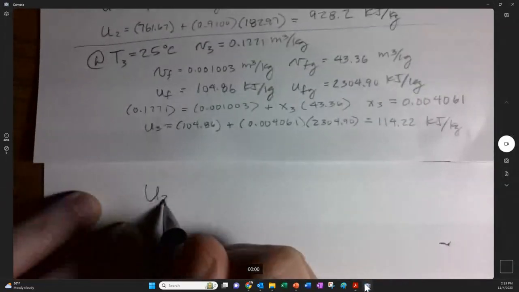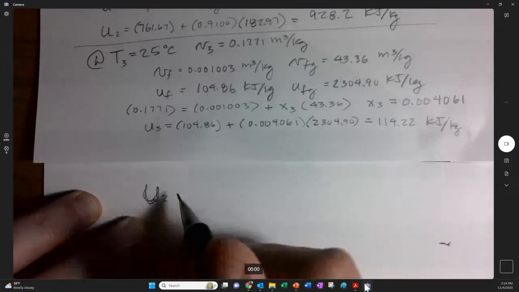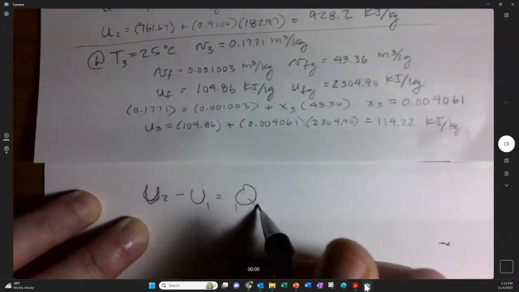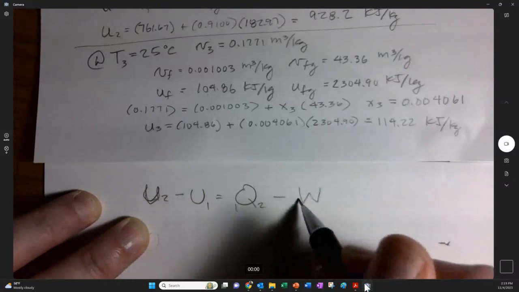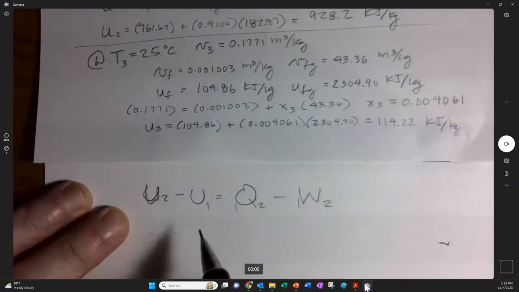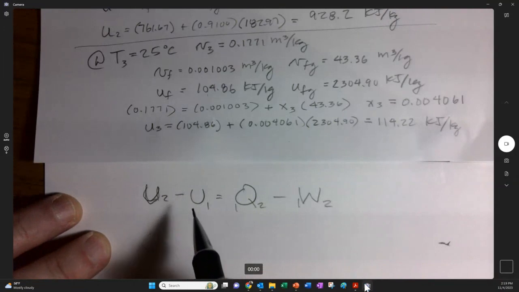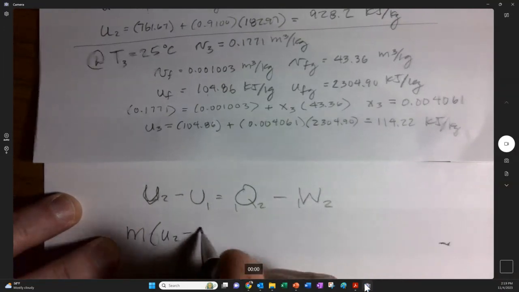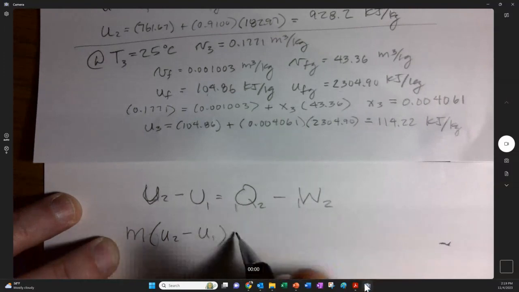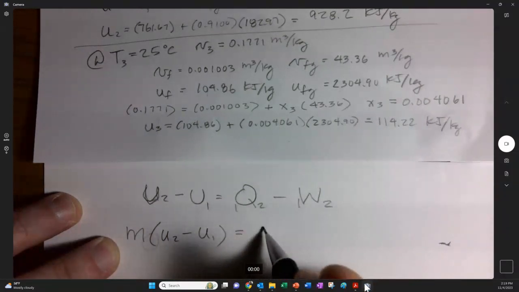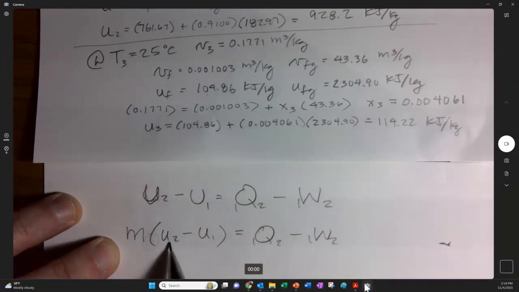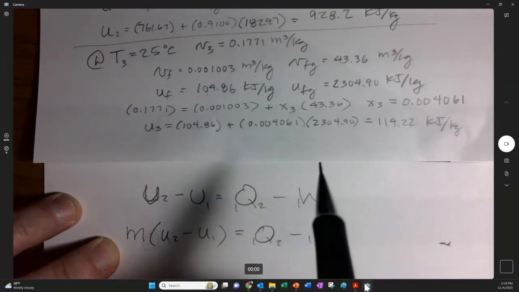So U2, that should be a capital U, minus U1 is going to be equal to Q1 to 2 minus work 1 to 2. And so that's the same thing as saying m(U2 minus U1) is going to be equal to Q1 to 2 minus work 1 to 2. All right, so we know these two things.